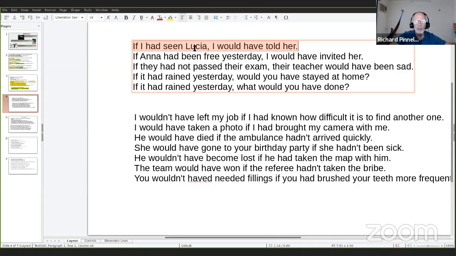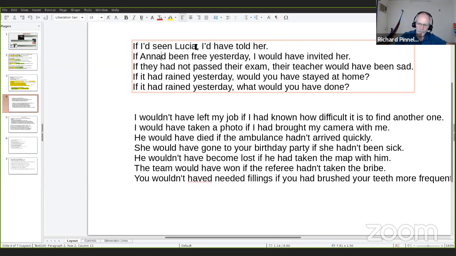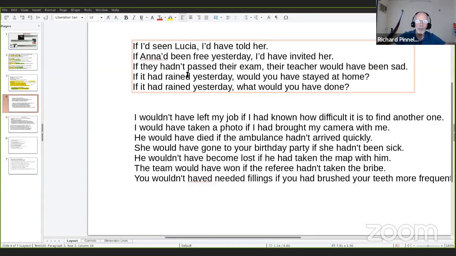So if I'd seen Lucia, I would have told her. I'll do them first, and we'll do some of them. If I'd seen Lucia, I would have told her. If Anna had been free, and here I can contract this too. If Anna had been free yesterday, I would have invited her. If they hadn't passed their exam, their teacher would have been sad.